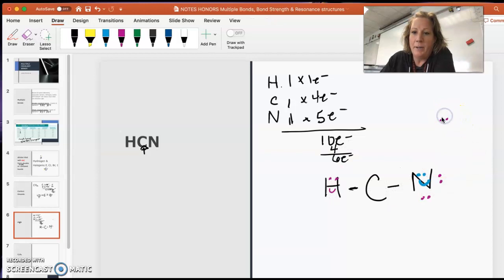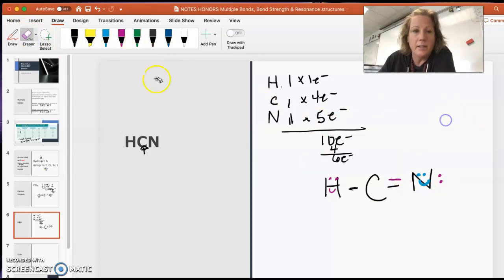So I'm going to take this pair of electrons now, and I'm going to bring them down here. So the nitrogen still has 8: 2, 4, 6, 8. Carbon now has 6. Carbon's still not okay. So let's try my eraser one more time.